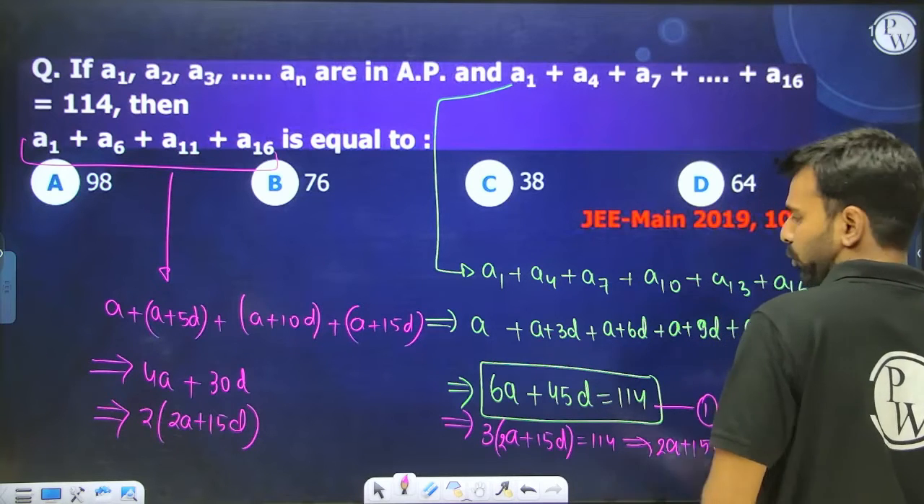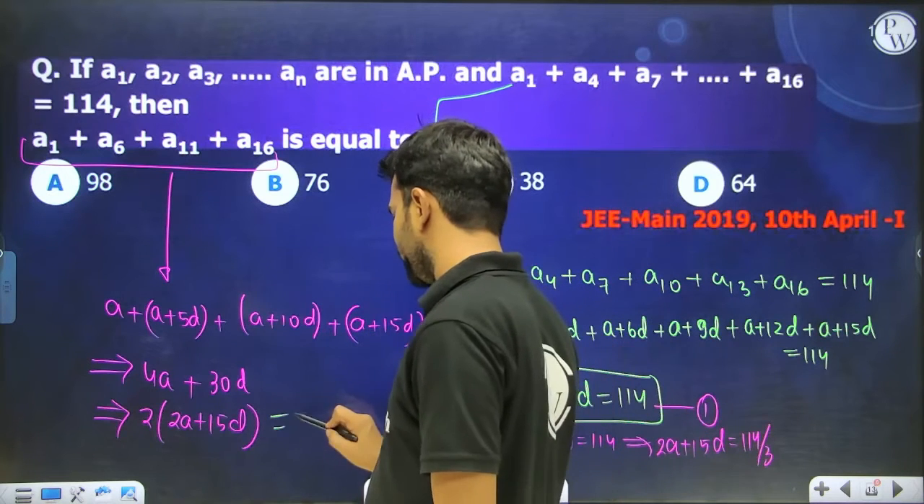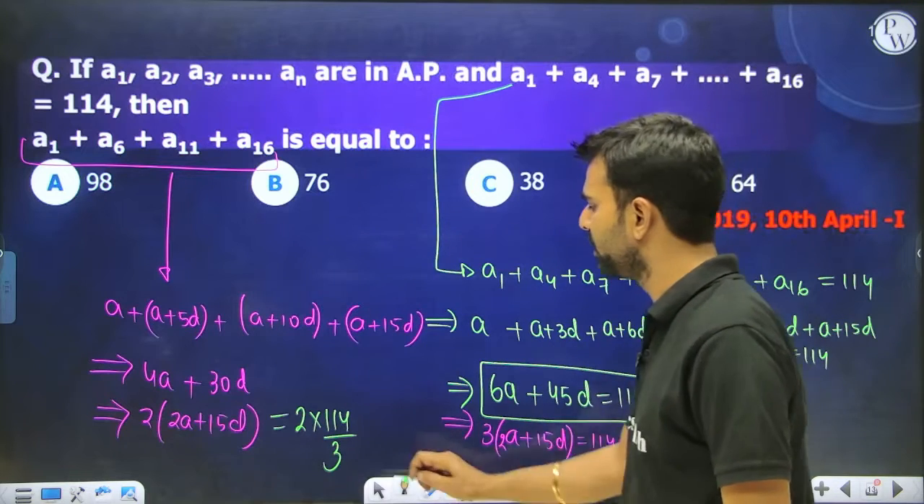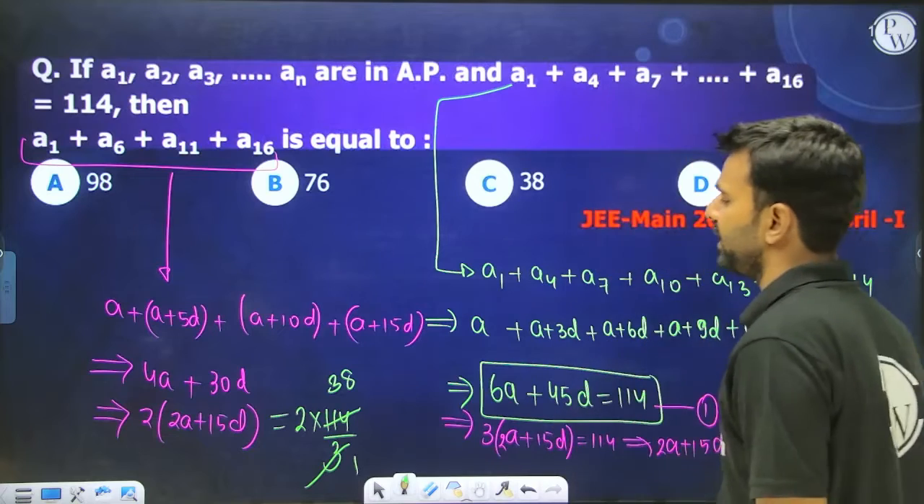You can simply put it over there and get the answer of the question without any difficulty. Yes or no? 2 times 114 by 3 has to be your answer of this particular question. So 3 ones are 3, 3 threes are 9, 2 4. This 76 has to be the correct answer.